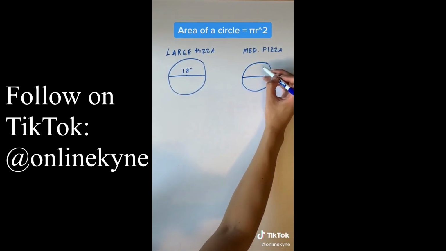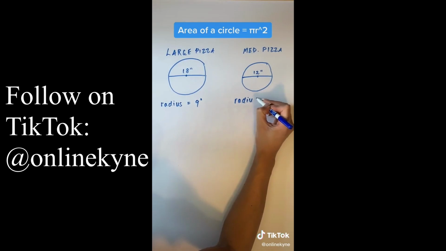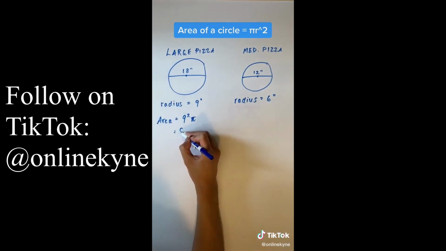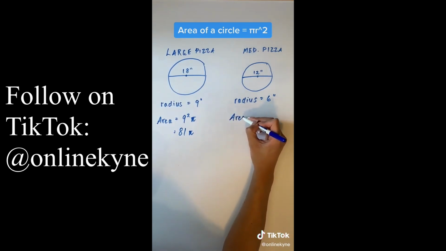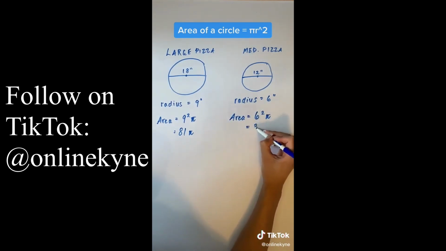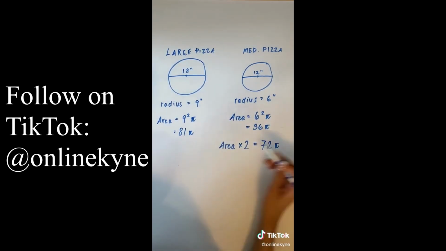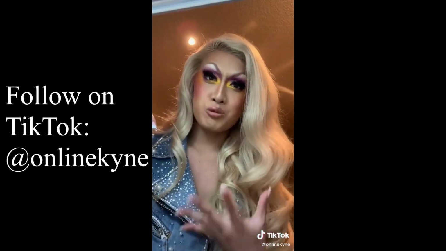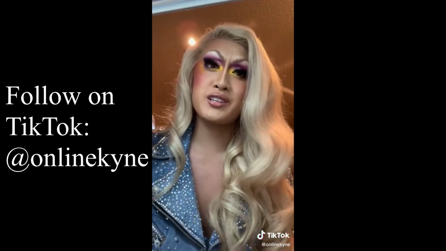In this case, 18 and 12 are diameters, so we have to halve them to get the radii 9 and 6. So the area of the large pizza would be 9 squared times pi, or 81 pi, and the medium 36 pi. So two mediums would thus have a combined area of 72 pi, which is a smaller area, meaning less pizza. But kind of, 12 times 2 is 24, which is larger than 18.